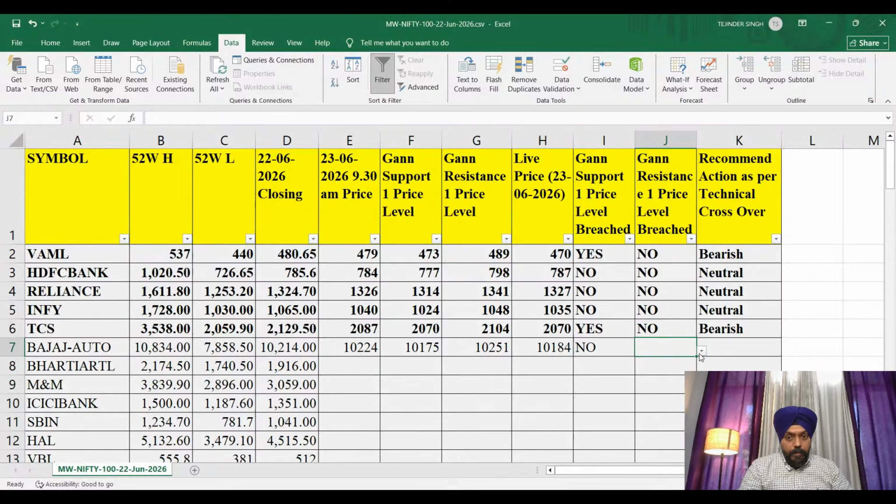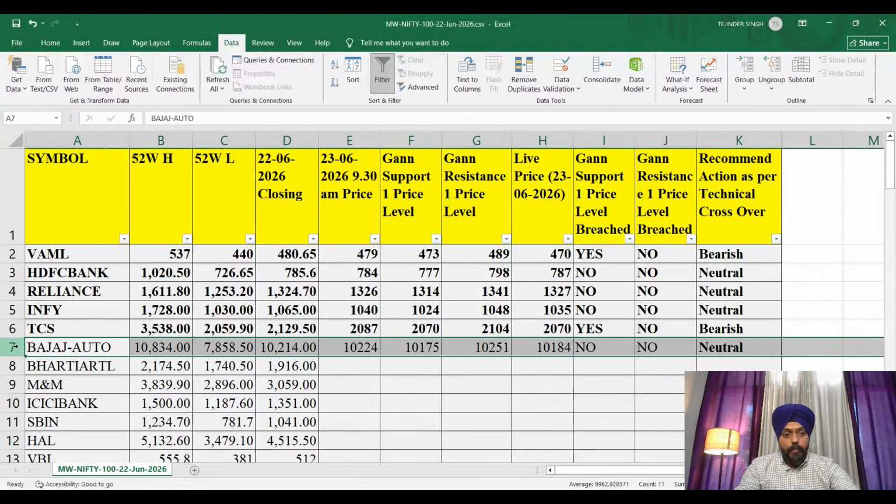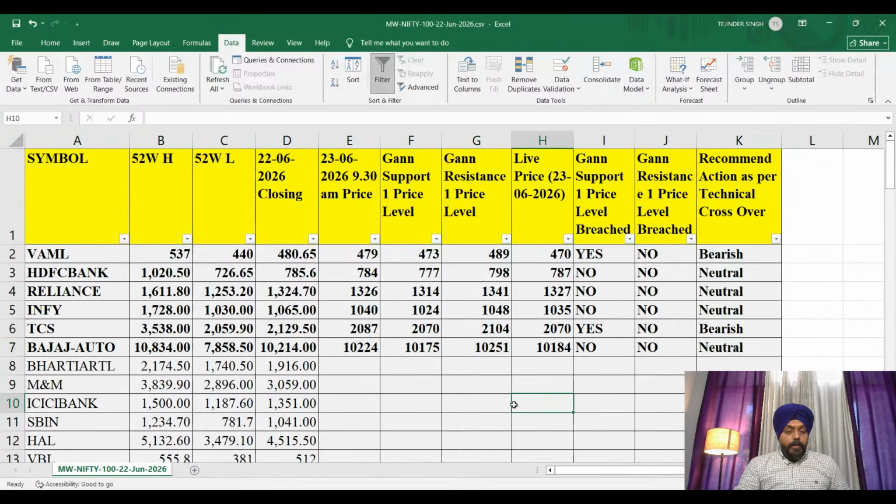not right now, but it's close. So this is the level to watch out for. You have to see that the 9:30 AM price was 10,224 and the support one was 10175. So this is also the level to watch out for as a student, as a researcher, as an investor, as a common man, as a researcher doing backtesting.